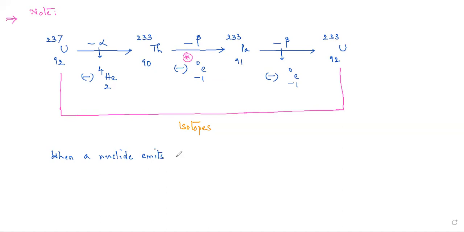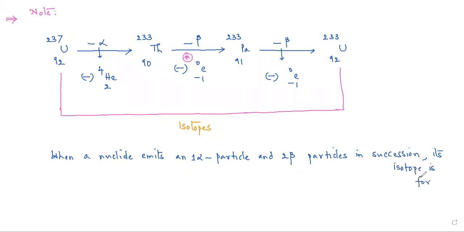See, when a nuclide emits an alpha particle, what do we get? No, just a second. One alpha particle, of course, we have actually got one alpha and two beta, right? Let me write that. One alpha particle and two beta particles in succession. In continuation, in succession, its isotope is formed. Am I right? One alpha and two beta particles are emitted in succession.